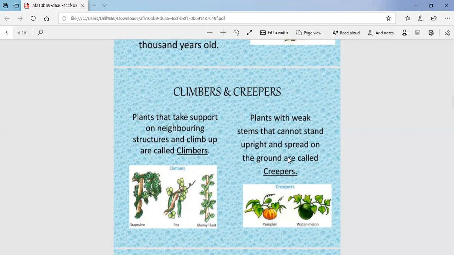So there is a lot of difference between a climber and a creeper. Climbers, we have already read, are the plants which need support to climb up. And creepers, again they can't stand and they spread on the ground. That are known as creepers. So next part we'll study in the next video.